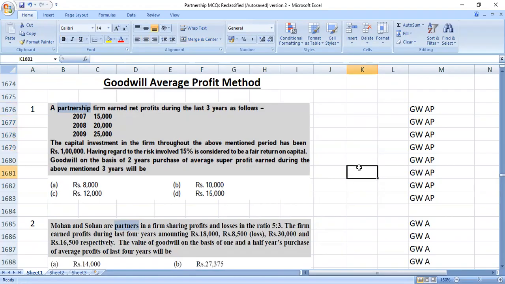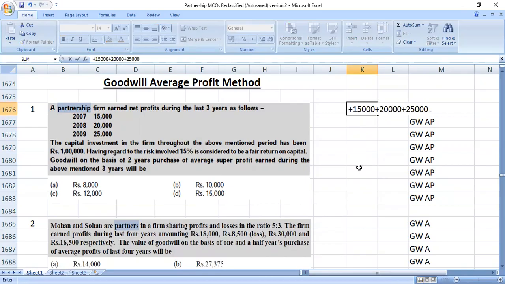Not average, super profit. Okay, finding super profit is simple. You find average profit, you find normal profit. Average profit minus normal profit will give you super profit, into number of years of purchase. So in our case, average profit is 15,000 plus 20,000 plus 25,000 divided by 3.